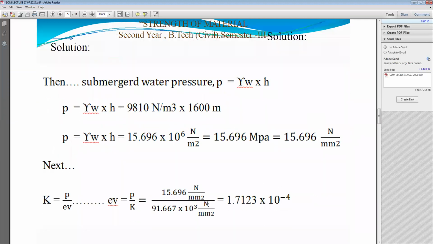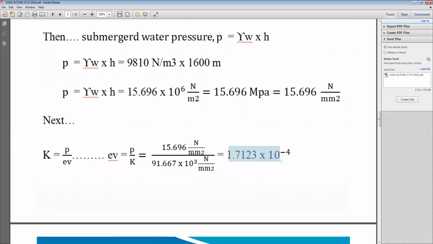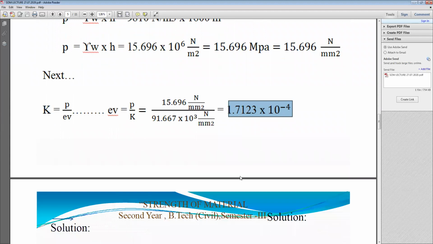So EV becomes 1.71 × 10^-4. As EV is a volumetric strain, strain has no unit. Already we learned that. So EV will become 1.77 × 10^-4.